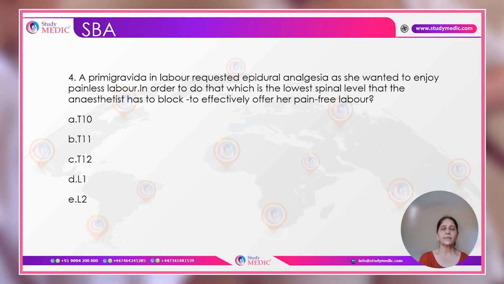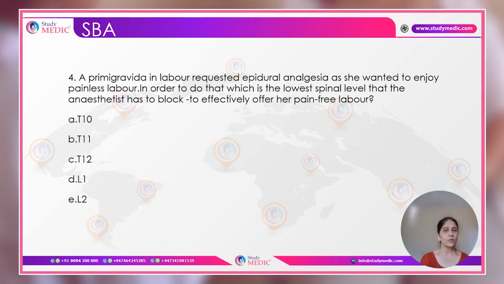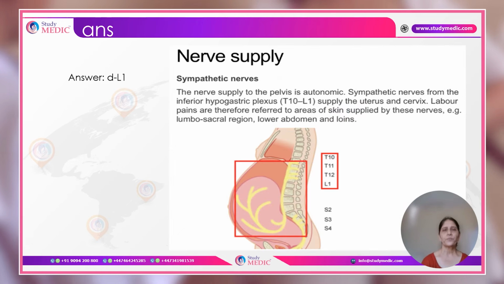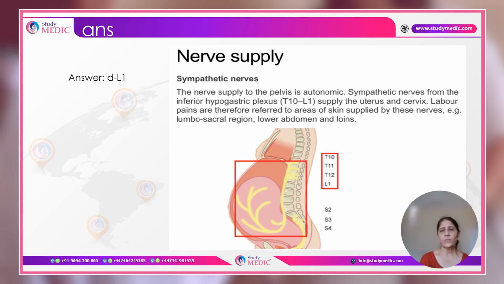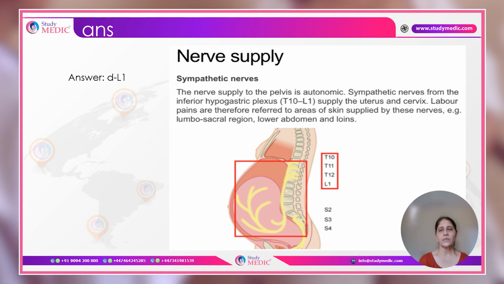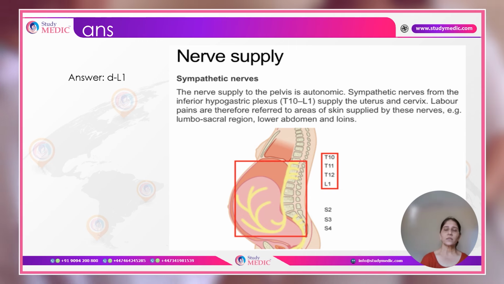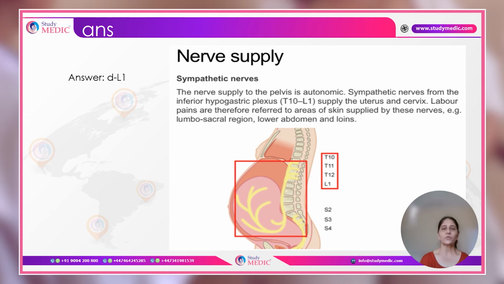So the choices are T10, T11, T12, L1 or L2. For this, you have to know what is the nerve supply to the uterus. The answer here is L1, because supply to the uterus comes from T10 to L1. Now here you have to understand that if the segment T10 is blocked, or even T11 or T12 is blocked, once the drug is given by the anesthetist, it will travel lower down, and so even L1 is going to get blocked.